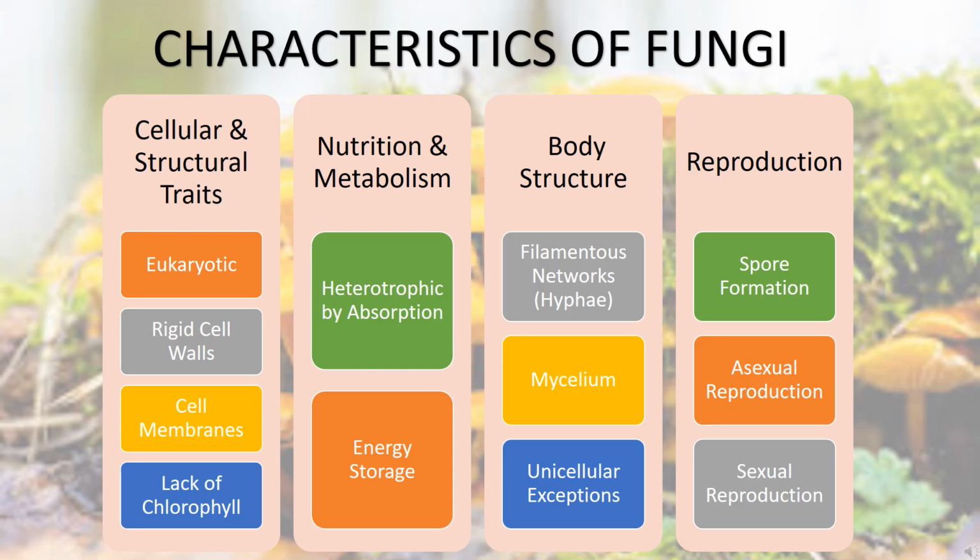Reproduction. Spore formation. Fungi reproduce both sexually and asexually via resilient spores, which allow them to spread widely and survive harsh conditions. Asexual reproduction occurs through spore production, fragmentation, broken pieces of hyphae growing into new colonies, or budding in yeasts. Sexual reproduction, often triggered by environmental stress. This involves the fusion of cytoplasm, plasmogamy, and nuclei, karyogamy, to introduce genetic variation.